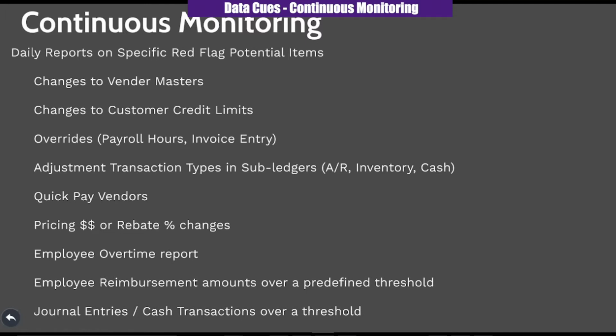Changes to customer credit limits. Again, that should be an automatic report that you get so that you can identify those and follow up on those. Any overrides that are out there related to payroll hours or maybe an invoice entry, overrides need to be reviewed. Look at adjustments to different transaction types in your subledger.